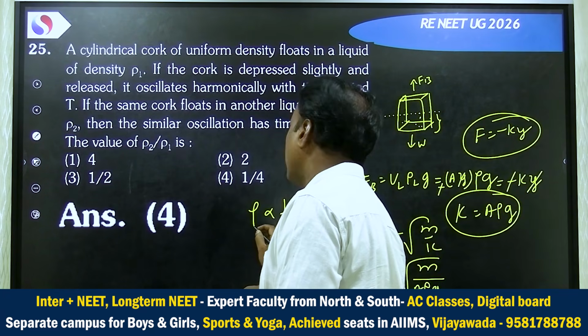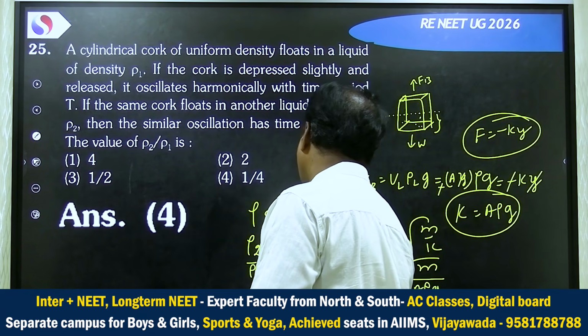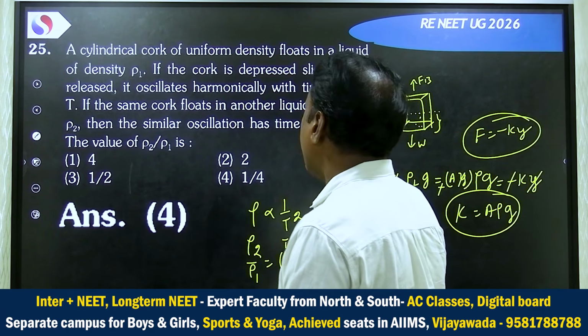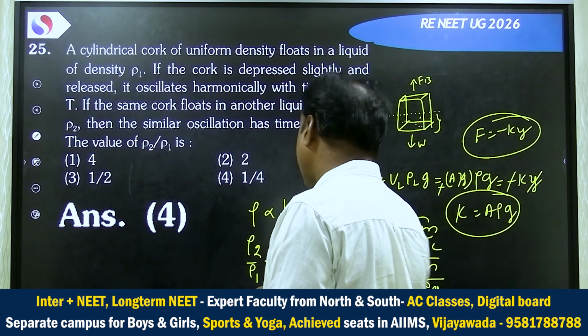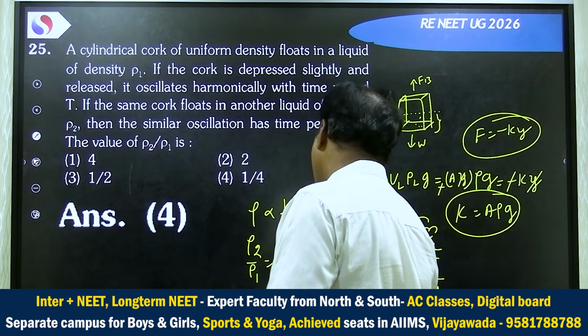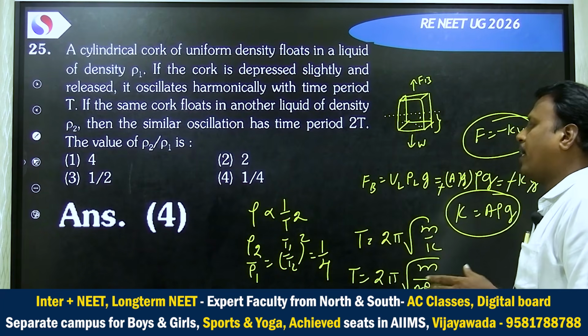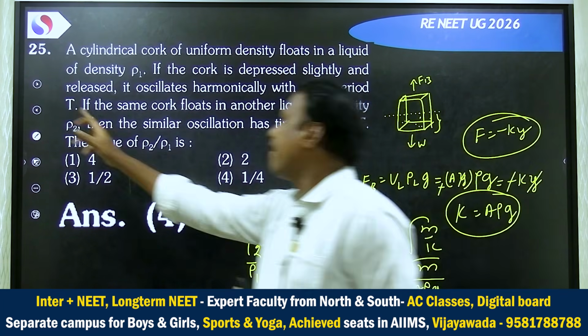Just go on. Do it now. Rho 2 by rho 1 equals T1 by T2 whole square. In place of T1 take T, in place of T2 take 2T, to get 1 by 4. So nothing new. It is also from a standard model only.